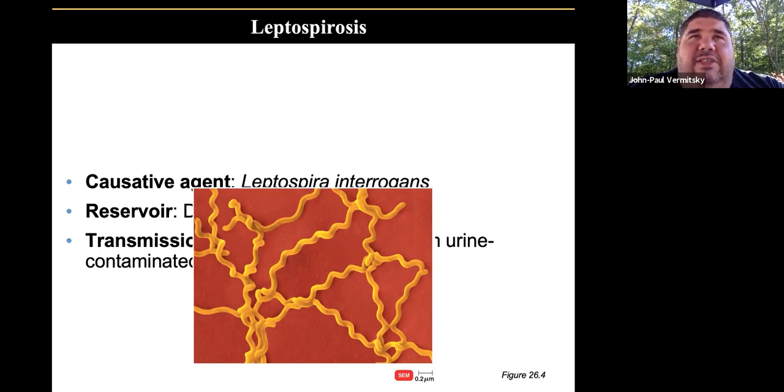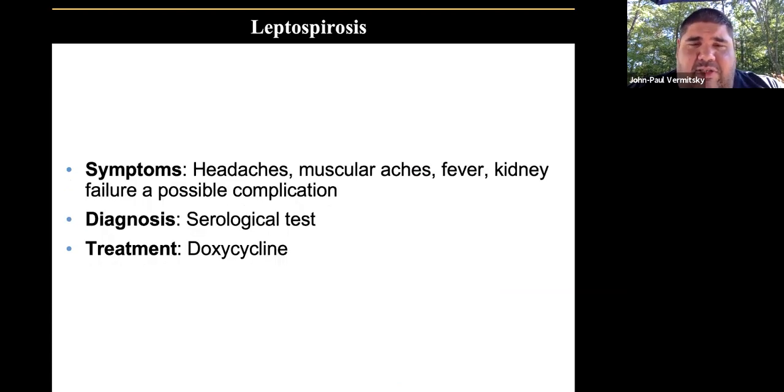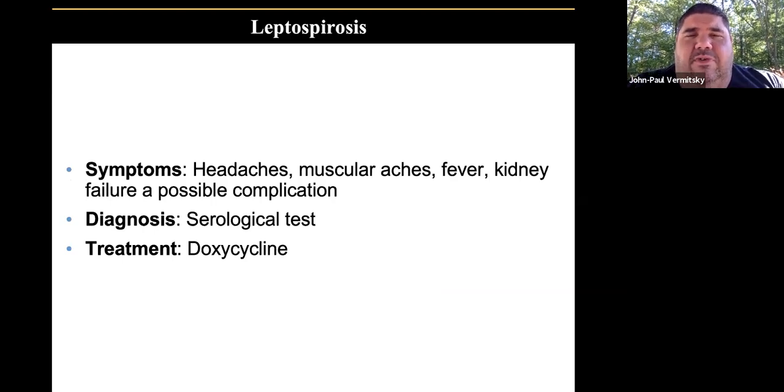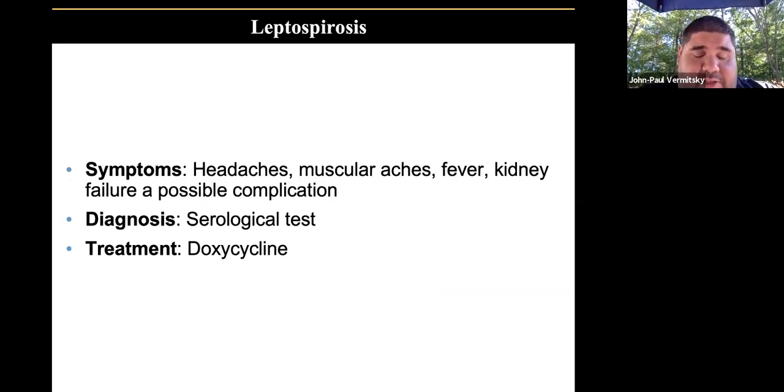There is a vaccine for leptospirosis for dogs, but it's not that prevalent in humans, as you have to drink urine-contaminated water to get this. The reason this is under the urinary tract is that symptoms of leptospirosis include headache, muscle aches, fever, and kidney failure, which could potentially be a complication. Treatment for leptospirosis is doxycycline, which is a very common antibiotic that's been around for decades.